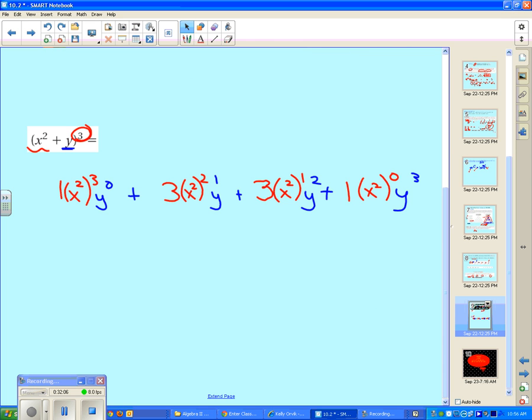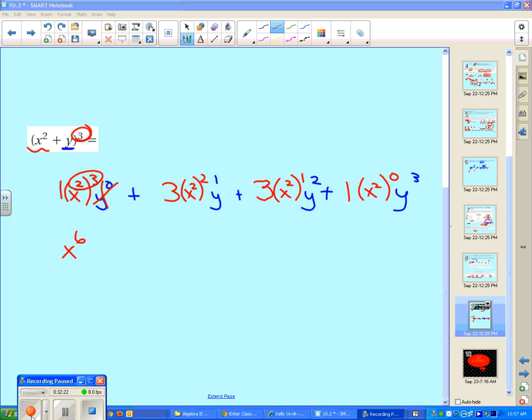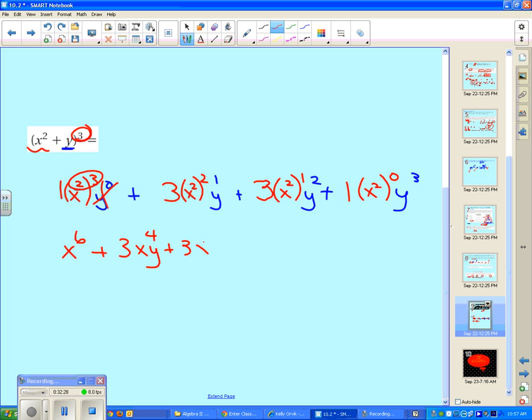Okay, so let's simplify this then. What do I do if I have an exponent to an exponent? Multiply. So this is 1 times x to the 6 times y to the 0. The y to the 0 I can get rid of. You guys keep going. Okay, check your answer.